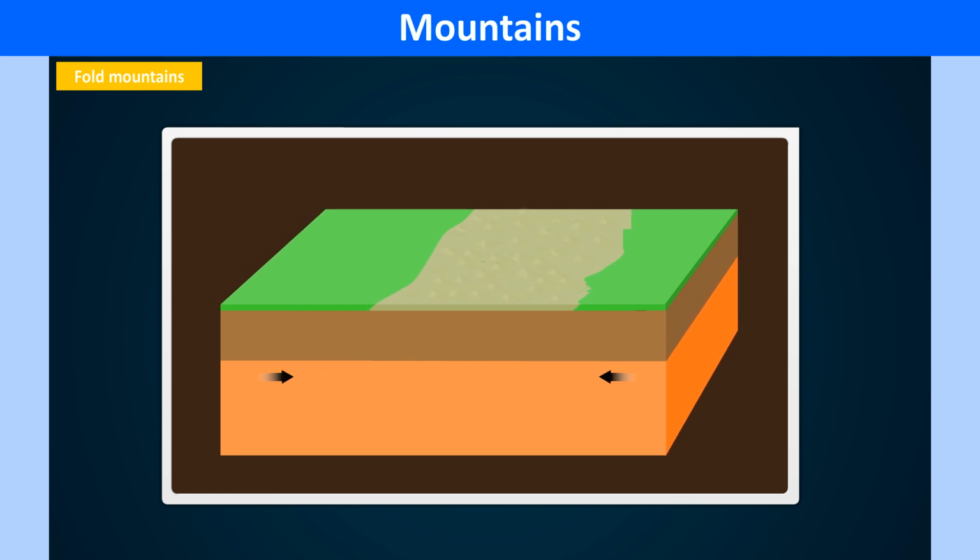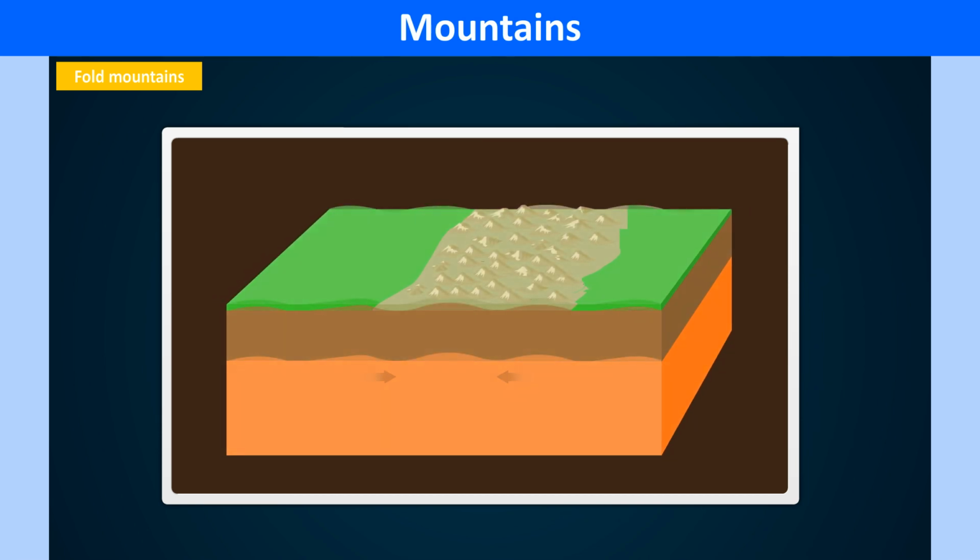Fold mountains. Fold mountains are formed when the land in between is pushed up due to pressure. The result is a wave-like formation. The upfold or anticline is the fold mountain. The downfold or syncline is the valley. So, two landforms are created here, fold mountains and valleys.